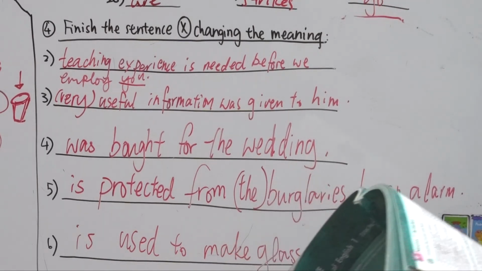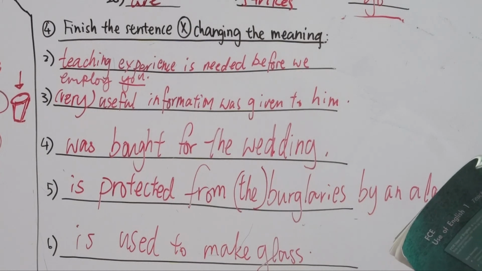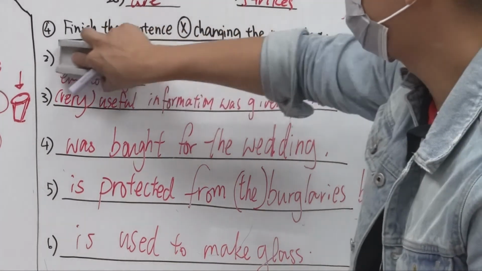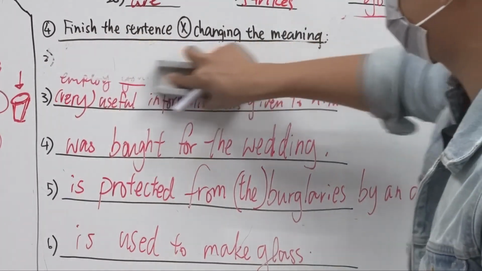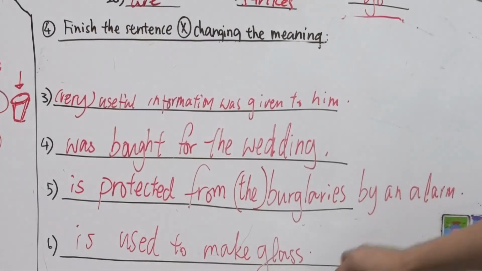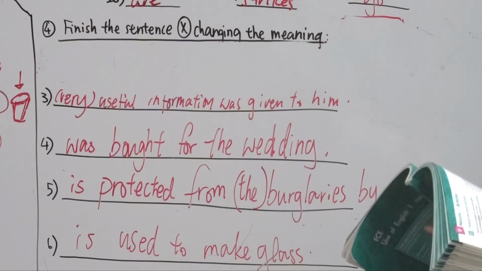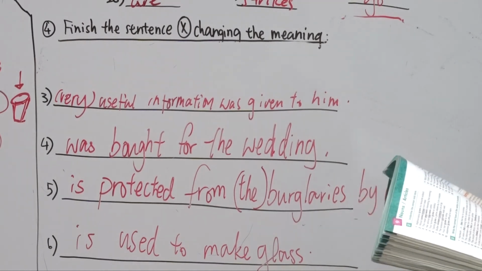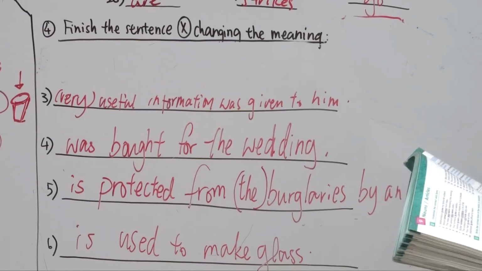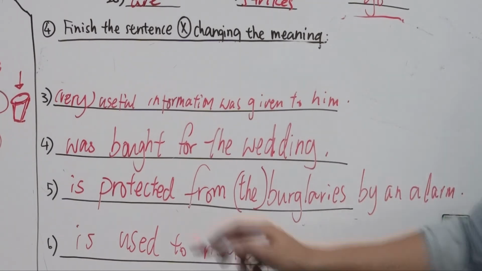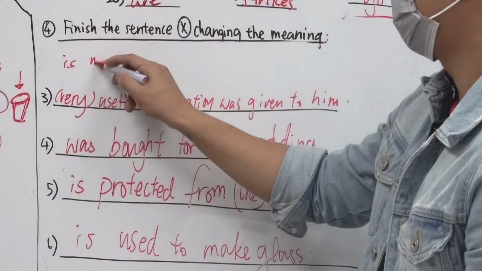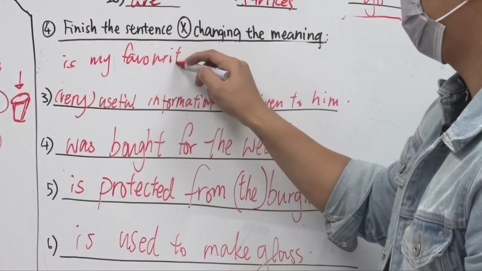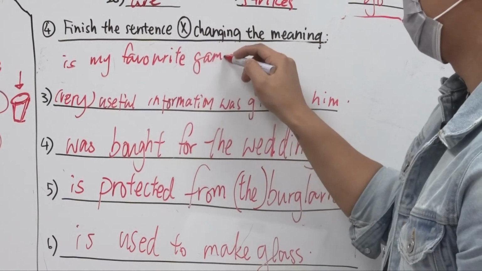Number 7. People like playing darts more than any other game. And then we start with darts. What do you think? You start with darts. Darts. I like playing darts more than any other game. So darts is my favorite game, okay? Very simple.